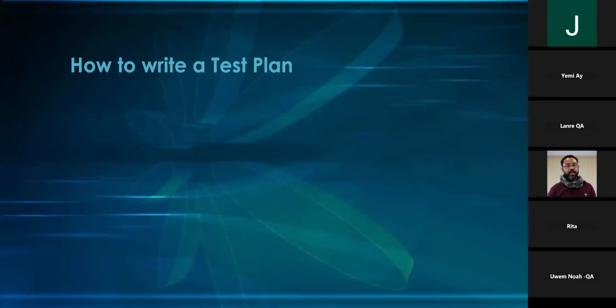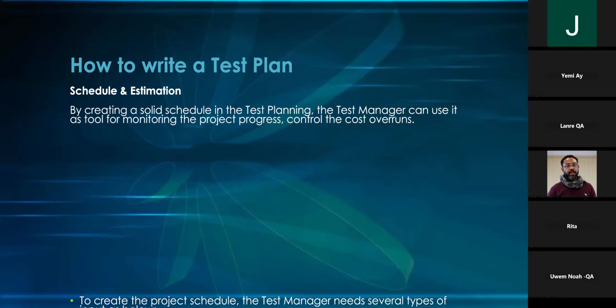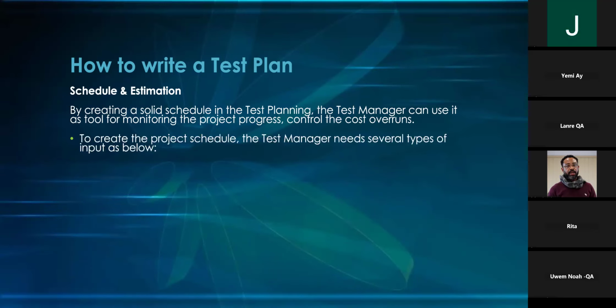How to write a test plan. We still continue. Schedule and estimation. We've been talking about creating a solid schedule in test planning. The test manager can use it as a tool for monitoring the project progress and controlling the cost overrun. So, one, to create the project schedule, the test manager needs several types of input as below.